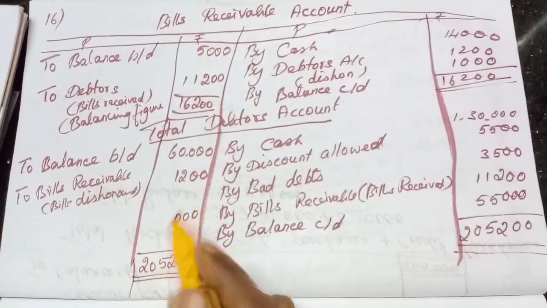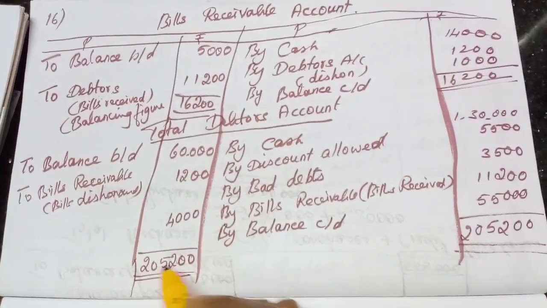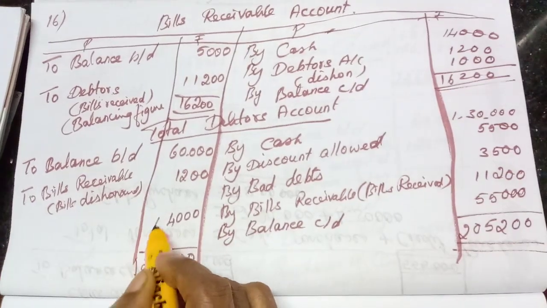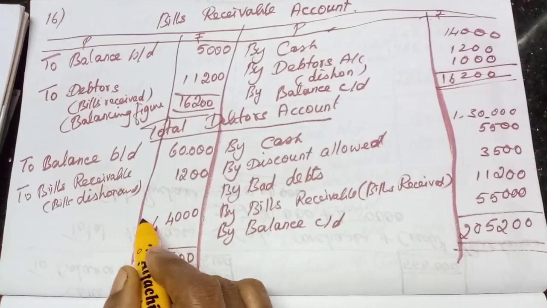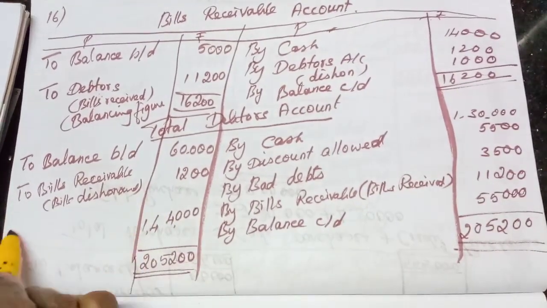So here 0, 0, again 0, 200. Then 1 is there. If we write 4, we will get 5. Then next one 6 there. We need to get 0, so we need to add 4. Then we will get 10, balance 1, we should write 1. So 1,44,000 is the balance.